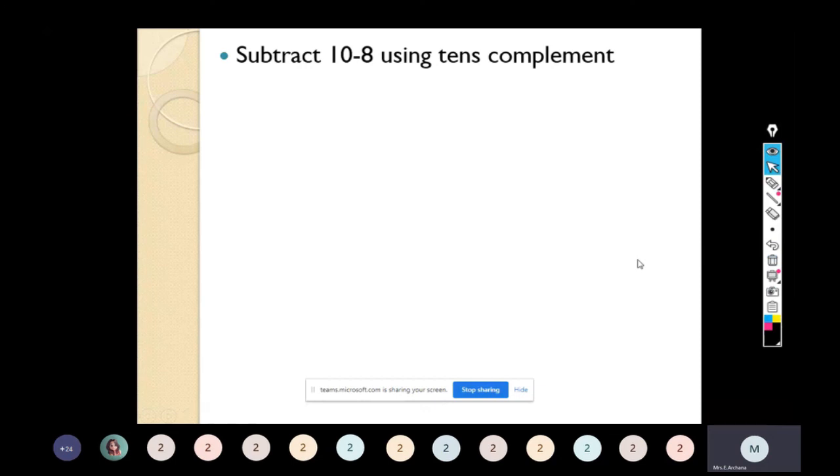Subtract 10 minus 8 using 10's complement.